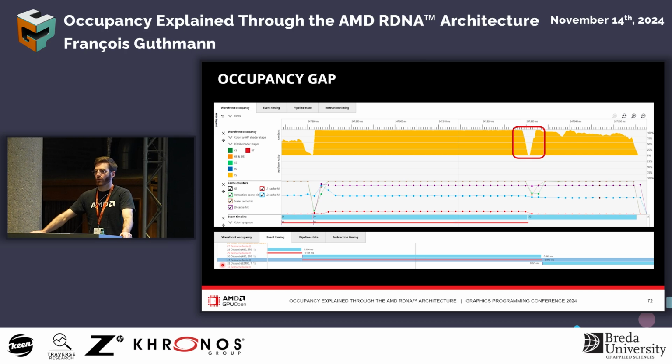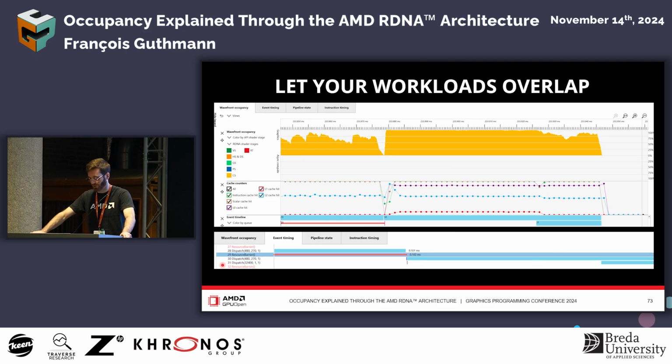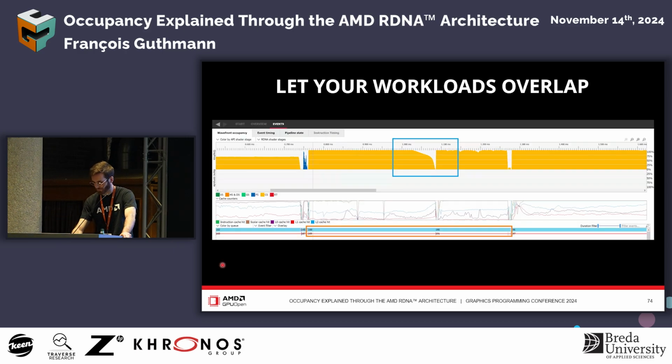If those two workloads cannot overlap, there's nothing you can do about this. In this case, the barrier didn't need to happen between those two. So what I did is that I moved it before, and this occupancy gap disappeared. So as much as possible, if you can overlap your workloads, please do so. That will be very helpful.